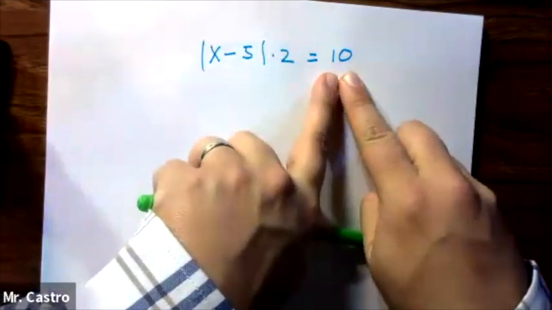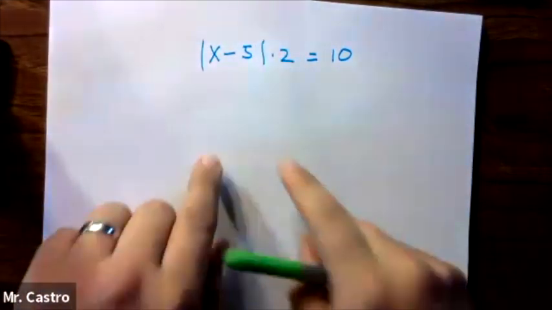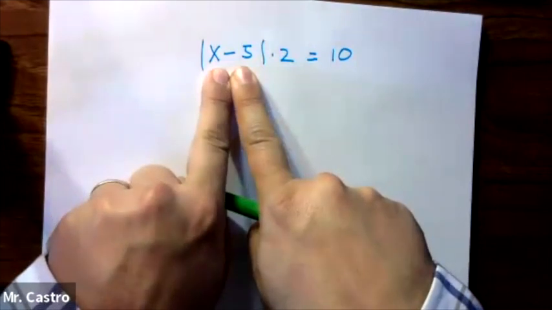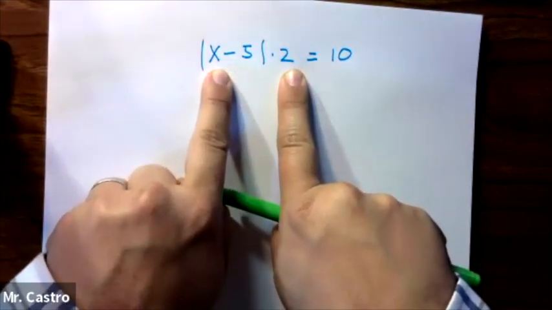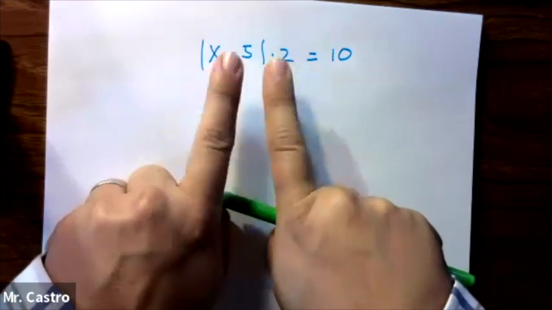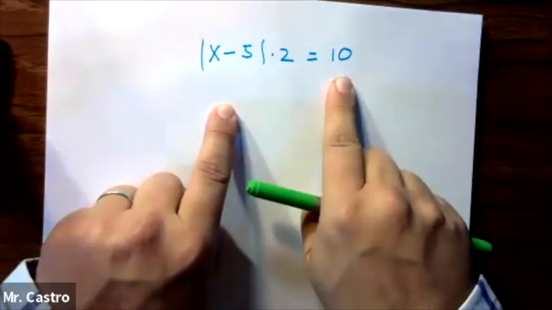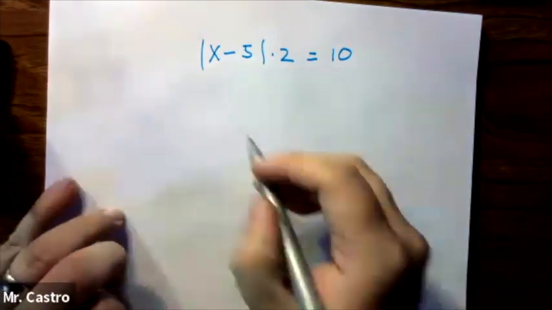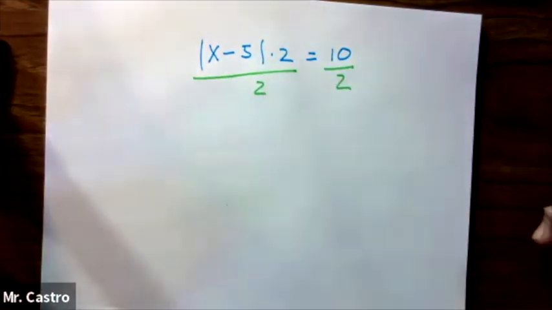I can't set plus or minus 10 here because the only thing that's the absolute value is inside here. This 2 is going to stay as a positive 2. It can't also be a negative 2. So the only way that I can set this up by itself is if I get that 2 to the other side. So I can divide both sides of this equation by the number 2.